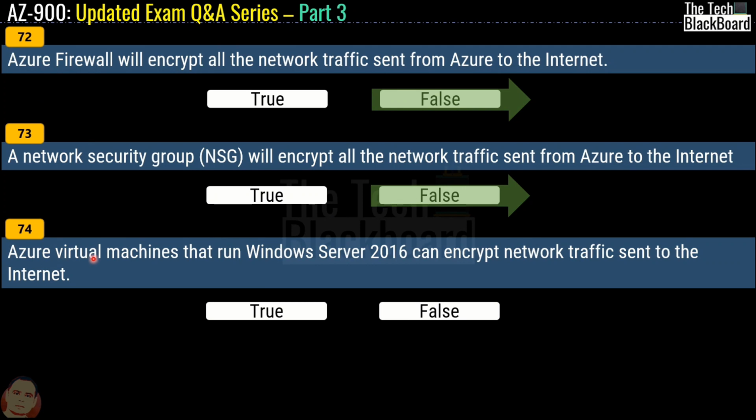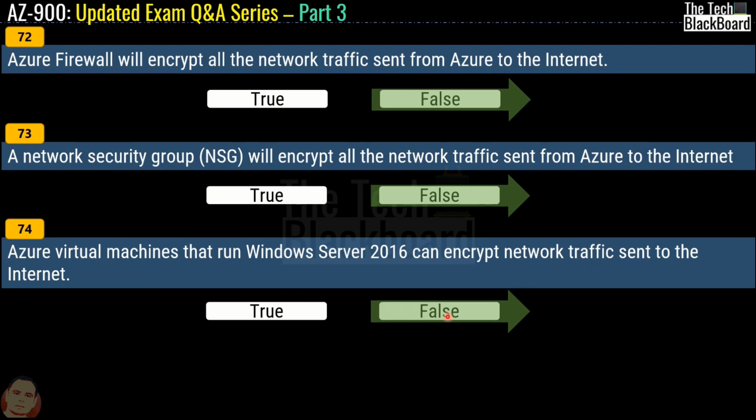This one says that Azure virtual machines that run on Windows Server 2016 can encrypt network traffic sent to the internet, whether it's a true or a false statement. The correct answer for this question is false. Windows Server does come with a VPN client and it also supports other encryption methods such as IPsec encryption or SSL or TLS. However, as I understand, the virtual machine could not encrypt the traffic to an internet host that is not configured to require the encryption.